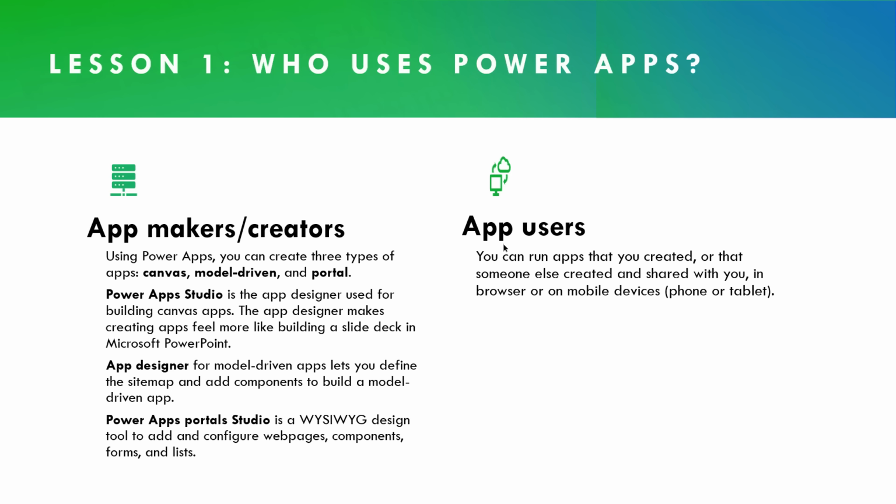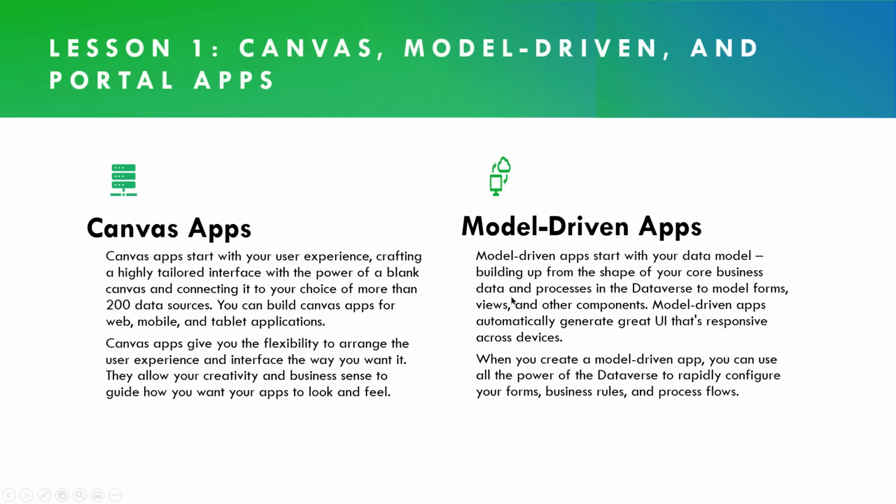Let's do a little bit of a deeper dive into the types of apps that you can create in Power Apps. So Canvas apps, they allow you to craft a highly tailored interface with the power of a blank canvas, and you connect it to your choice of more than 200 data sources. You can build Canvas apps for web, mobile, and tablet applications. They give you the flexibility to arrange the user experience and interface the way you want it. They allow your creativity and business sense to guide how you want your apps to look and feel.